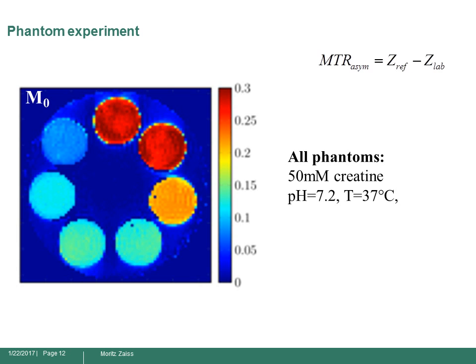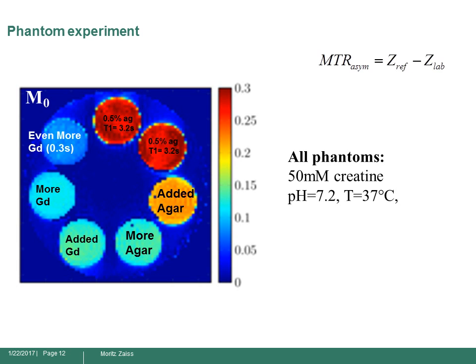So this can also be shown in a phantom experiment. Here we actually used the same creatine, same amount of creatine, same pH, same temperature. We just used a different T1. So here we added agar, we added some more agar, here we added gadolinium and more gadolinium, to bring the T1 relaxation time down to 0.3 seconds. And the CEST image is very colorful, and if it were a CEST effect that correlates to the concentration, it should be a homogeneous image.